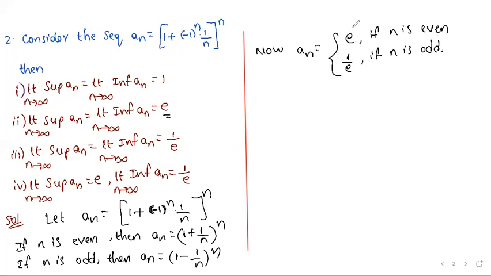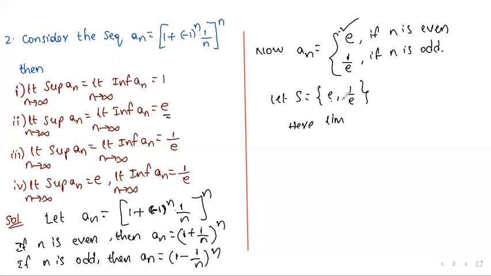So the limit points of the sequence are e, and 1 by e is another limit point. Now we can write in one set the set of all limit points. Let capital S be equal to {e, 1 by e}, the set of all limit points. You can write one set like this in the given set.